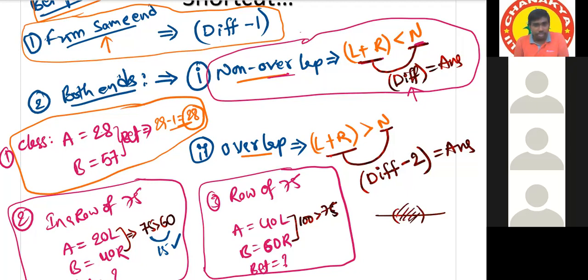So in this case, we need to reduce two more persons. Who are the two persons? Our reference persons, A and B. So actually the difference is 25, but our answer is minus 2. It will be 23. Okay. So difference minus 2.